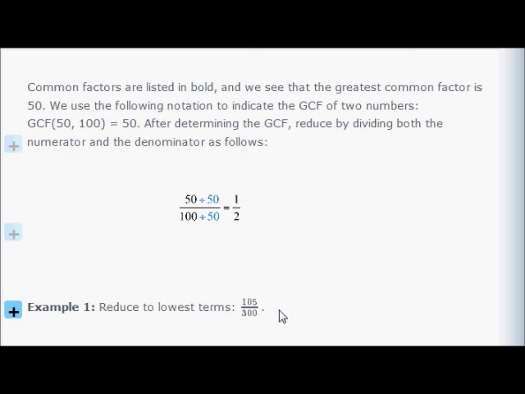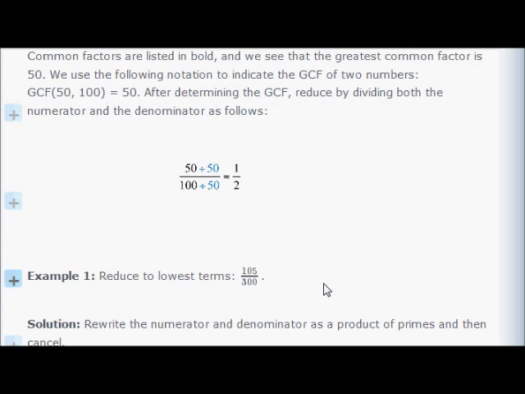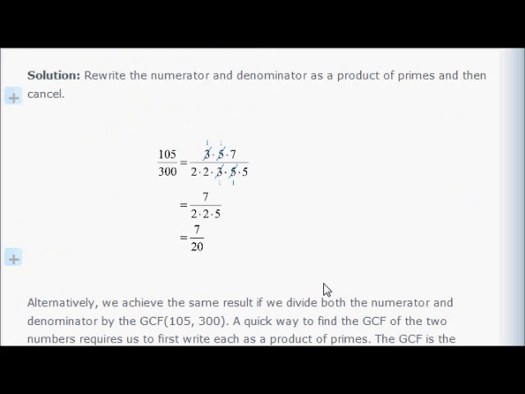Okay, so let's look at another example. 105 divided by 300. Let's break it up into primes first, and then we'll cancel. 105, you may recognize 5 times 21 is 105. So 5 is a prime number, okay? And what's 21? It's equal to the prime numbers 3 and 7. So 3 times 7 is 21, times 5 is 105. So let's order them from smallest to biggest: 3 times 5 times 7.